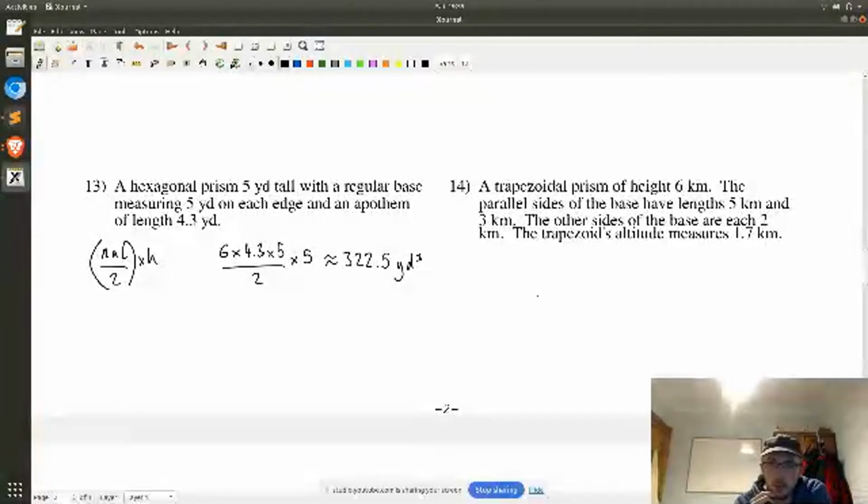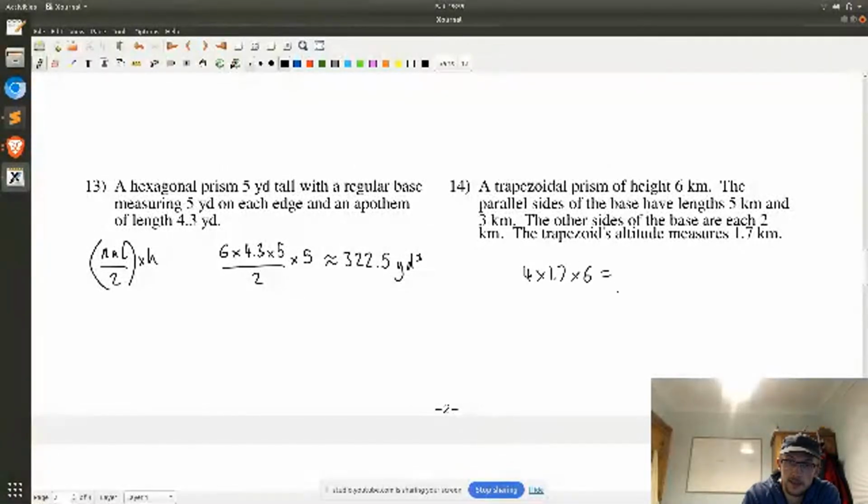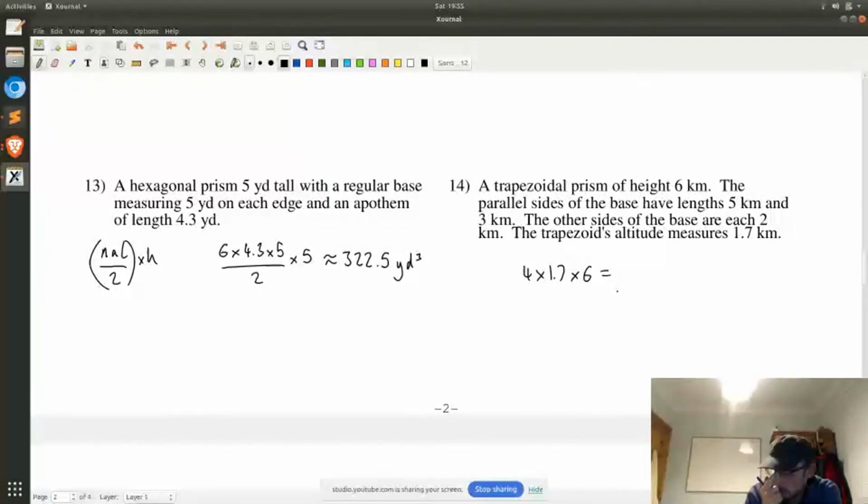Okay. A trapezoidal prism of height 6 kilometers. The parallel sides of the base have lengths 5 kilometers and 3 kilometers. So we average them out to get 4. The other sides of the base are each 2 kilometers, and the trapezoid's altitude measures 1.7. All right, so 4 times 1.7 times 6. Six times 1.7 is 10.2, and then times that by 4 to get 40.8.